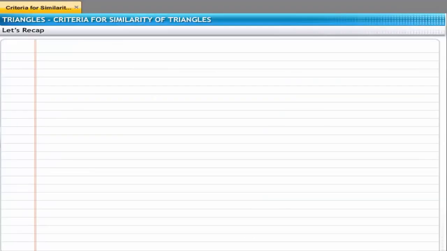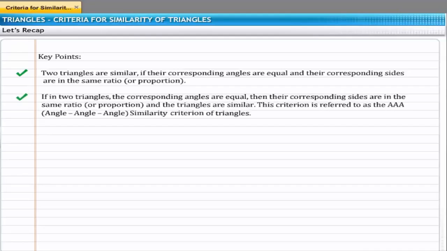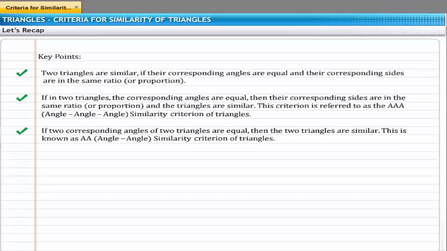You have reached the end of this section. Before moving on, let's review the key points covered. Two triangles are similar if their corresponding angles are equal and their corresponding sides are in the same ratio or are proportional. If in two triangles the corresponding angles are equal, then their corresponding sides are proportional and the triangles are similar. This criterion is referred to as the AAA, or the angle-angle-angle similarity criterion of triangles. If two corresponding angles of two triangles are equal, then the two triangles are similar. This is known as AA, or the angle-angle similarity criterion of triangles.